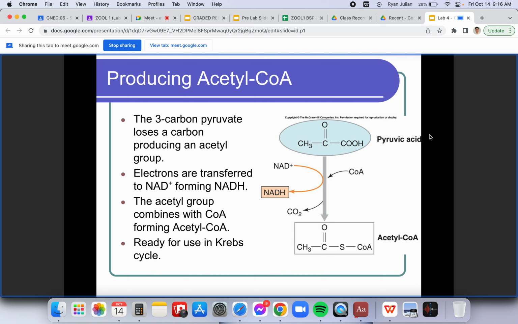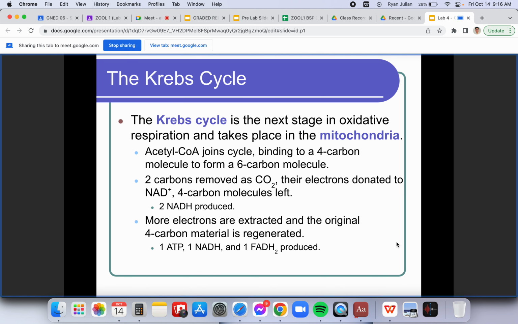So for this structure, we can see the pyruvic acid. It will then be converted to acetyl-CoA by means of the utilization of CoA, NAD+, and the release of CO2. Now, for our final slide that we have here, let's talk about the Krebs cycle.